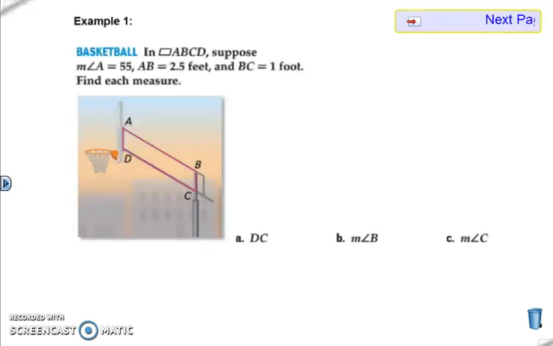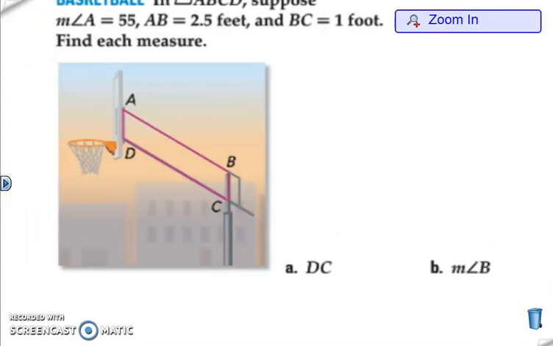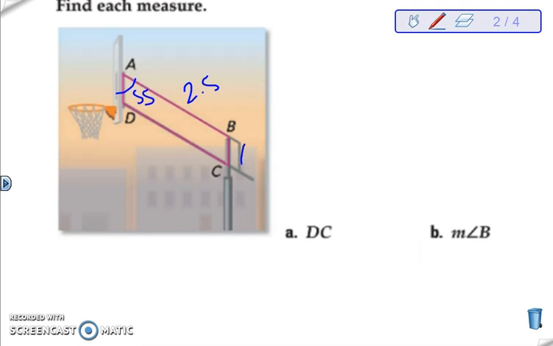So when we're looking at examples, basically the first thing we're going to need to be able to do is fill in values and sort of identify the different parts based on what they've given us. So if we know that measure of angle A is 55, and we know that the length of AB is 2.5, and the length of BC is 1, we should now be able to figure out the size of each remaining side and angle. Right, so it's asking us to find the length of DC. So opposite sides are congruent, therefore DC must be 2.5.